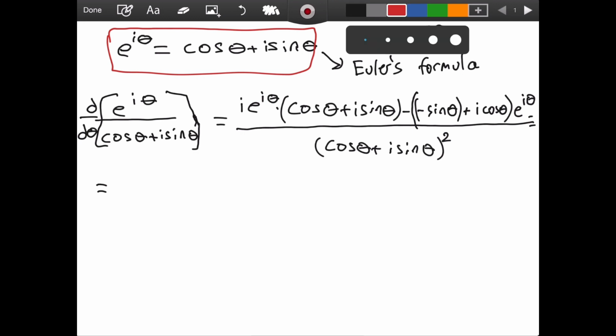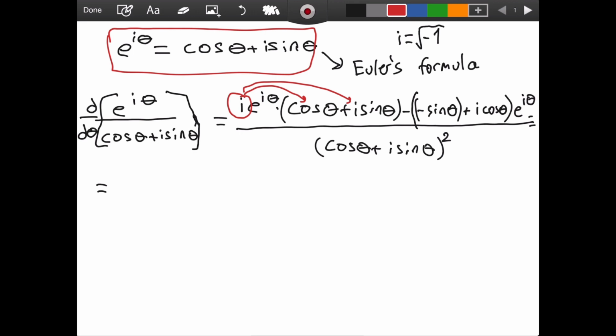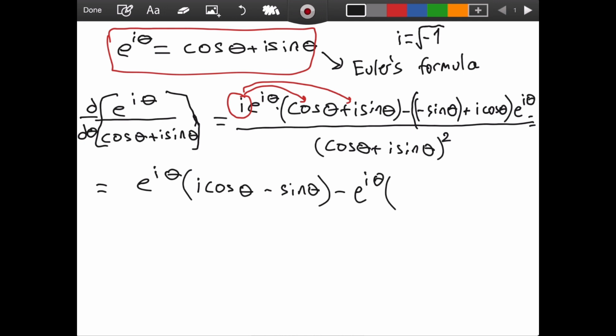So if we distribute this i that we have here to the terms inside the parentheses, let's see what we get. We still have e raised to the power of i theta. Then inside the parentheses we have i cosine of theta, plus i squared sine of theta. If you remember our definition of i, you know that i squared will be negative 1. So we will just have negative sine of theta. Then a minus, we have e raised to the power of i theta.